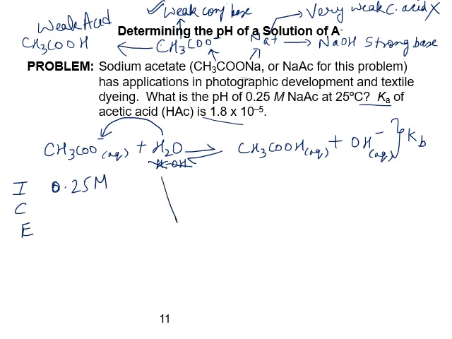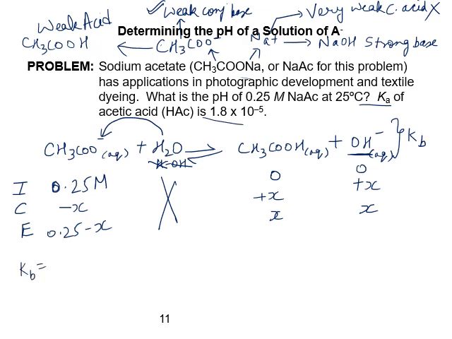How much water? We don't care. This is 0, this is 0 initially. Change would be minus x, plus x, plus x. Equilibrium will be 0.25 minus x, x and x. So you have all these concentrations now. If you can solve for x, you know your OH ion concentration. If you know OH, you can find H ion or you can find pOH, whichever one, and then you can find the pH. So let's solve for this, which means what is my equation here?